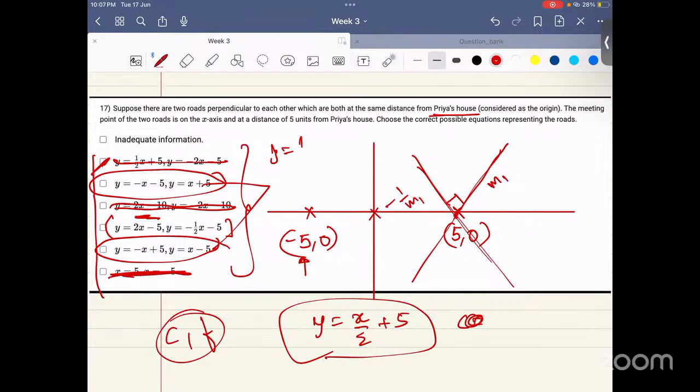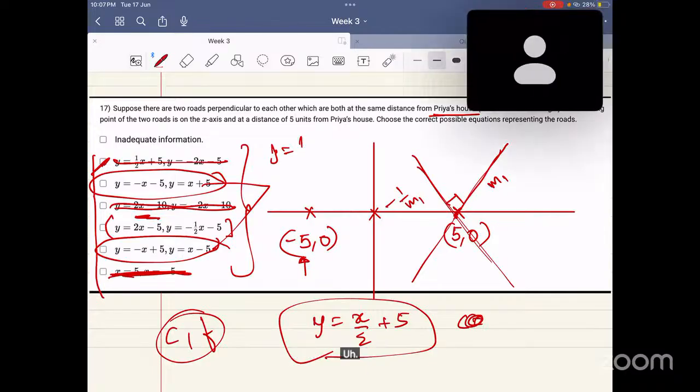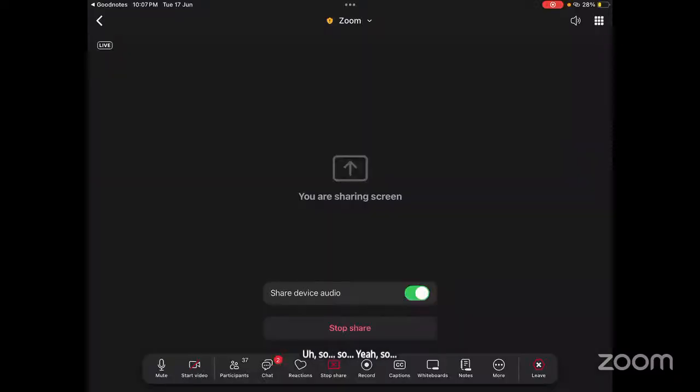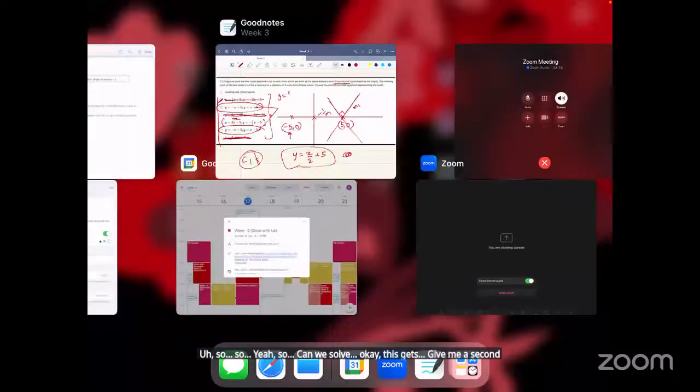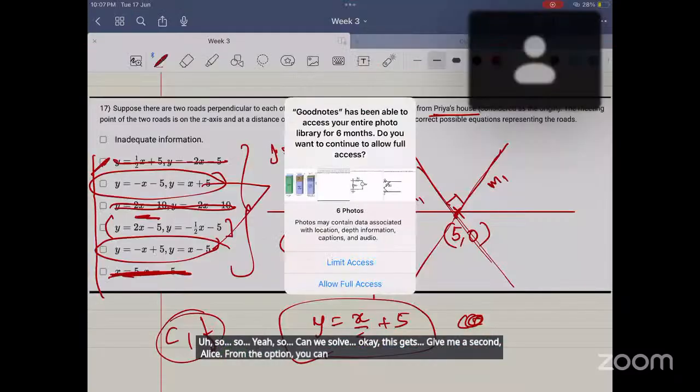Sir, can I share my screen to show you the problem? Yes. Can we solve? Okay, just give me a second, I guess. From the options, you can directly solve this.